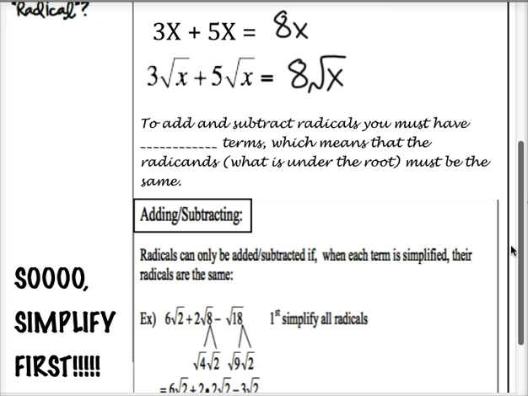So to add and subtract radicals, you must have like terms. And by like terms, I mean the same thing under the radical. If they're not the same radical, they're not like terms.